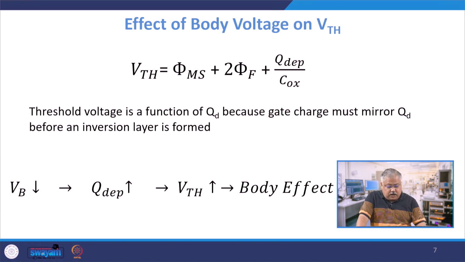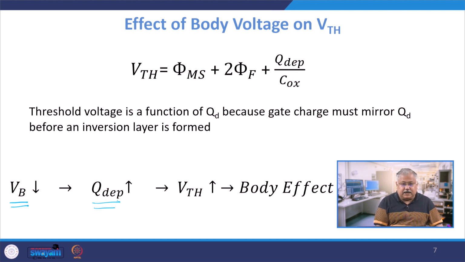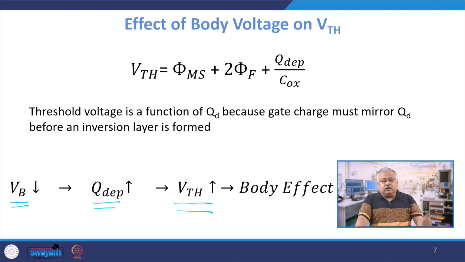I will start from here and show you. As my Vb becomes more and more negative, my depletion thickness or depletion charge increases, which effectively increases my threshold voltage, and this is known as body effect. The reverse will be true if I make my Vb more and more positive: Q depletion will fall and threshold voltage will fall.